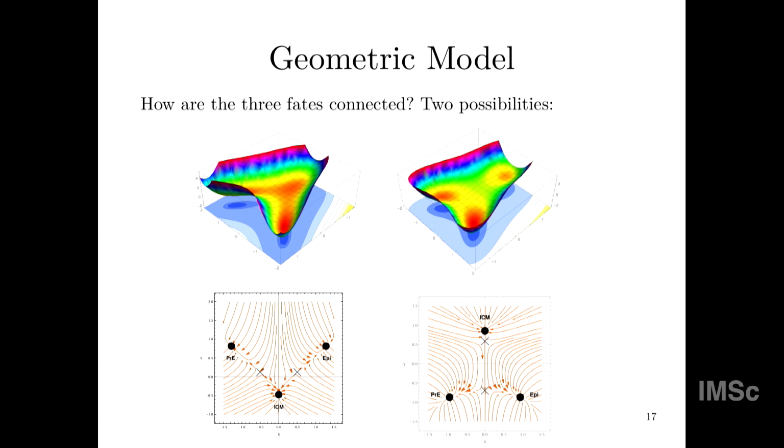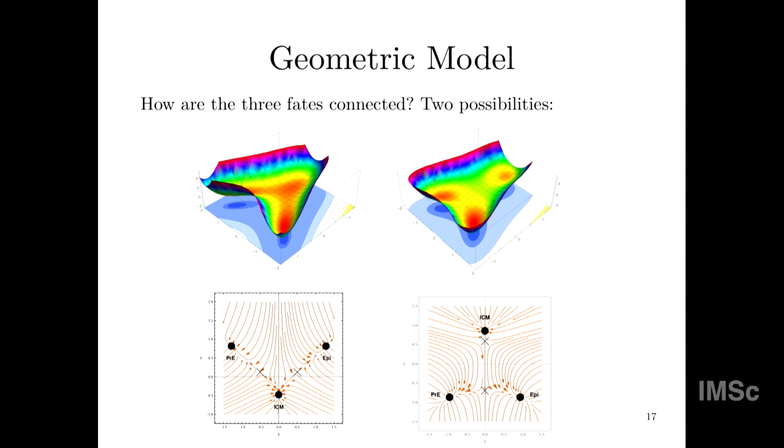So now you have these three states: the inner cell mass, primitive endoderm, and epiblast, and there are basically two possibilities for how they could be connected to each other. The potentials are drawn here, and these are the corresponding streamlines for these potentials. One possibility is that the inner cell mass cells exit this attractor, and they can exit in different ways. They could exit using noise, or they could exit because there's a saddle node bifurcation. But they exit the ICM attractor, and they decide to become either the red type or the blue type, so the primitive endoderm or the epiblast. So that's one possibility, that you either go here or you go here.